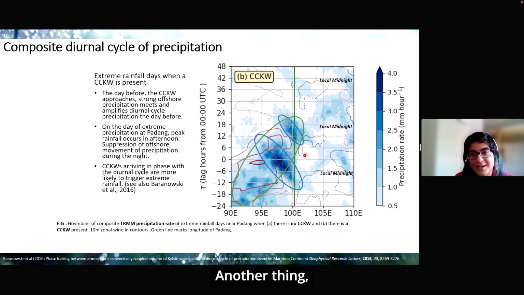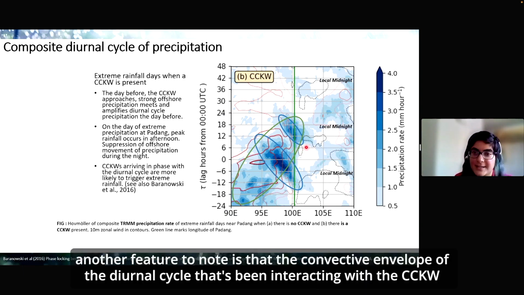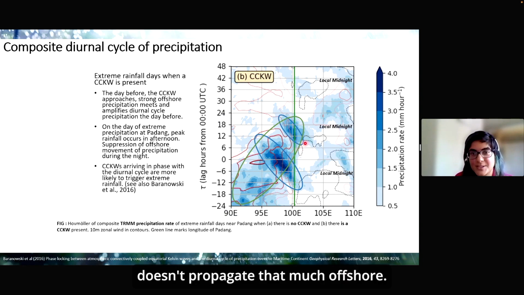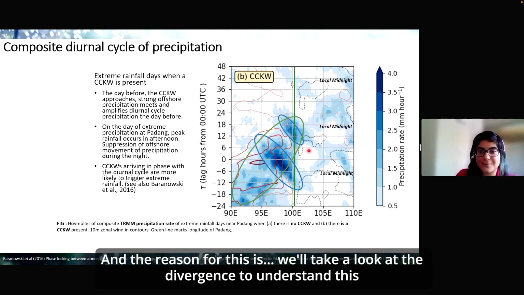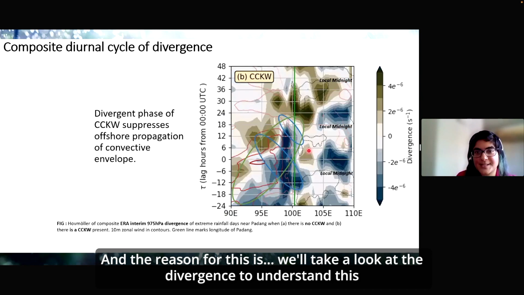Another feature to note is that the convective envelope of the diurnal cycle that's been interacting with the CCKW doesn't propagate that much offshore. This envelope is a lot smaller than the envelopes that we've seen in the previous figure. And the reason for this, we'll take a look at the divergence to understand this.